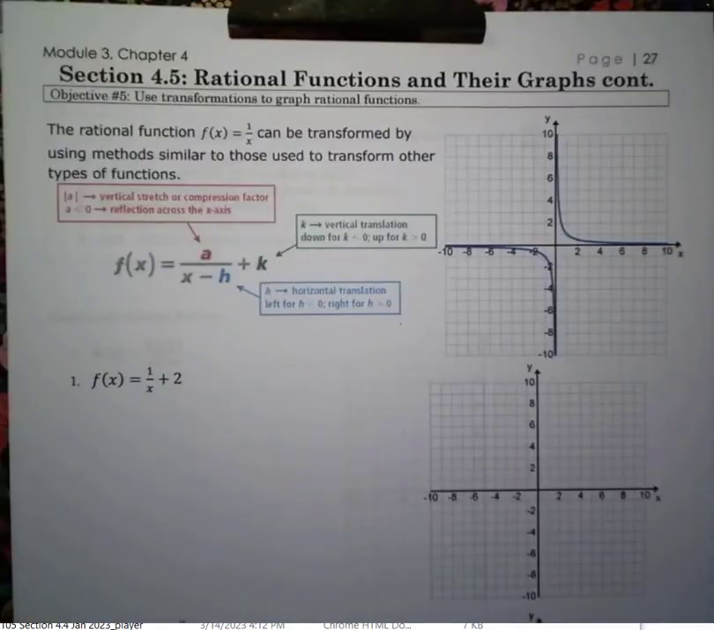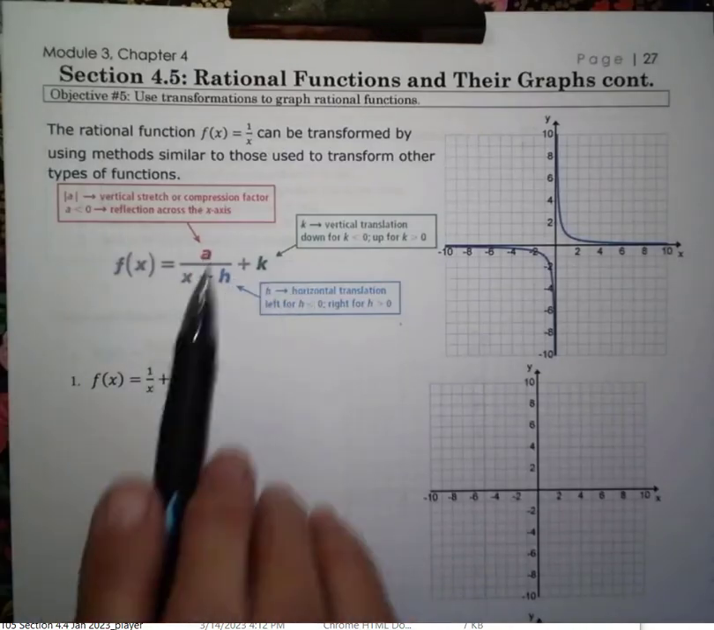Now on page 27, we're going to look at what we can do with transformations. We can look at these rational functions, and if we understand what the parent graph looks like, we can still apply our transformation techniques to see what the transformed graph would look like.